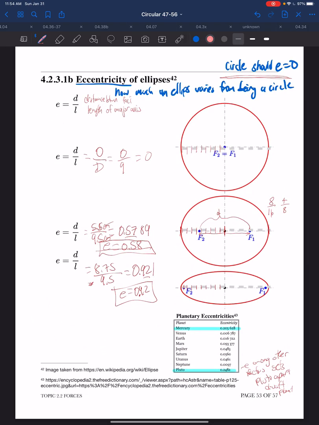And so that's just a little bit more on eccentricity, how to calculate it. In our next installment, we will continue to look at Kepler's laws.